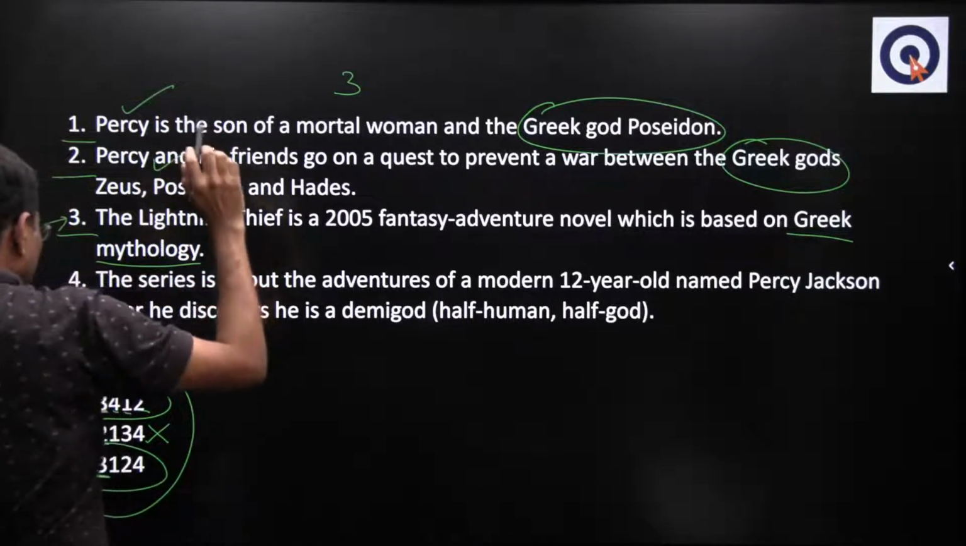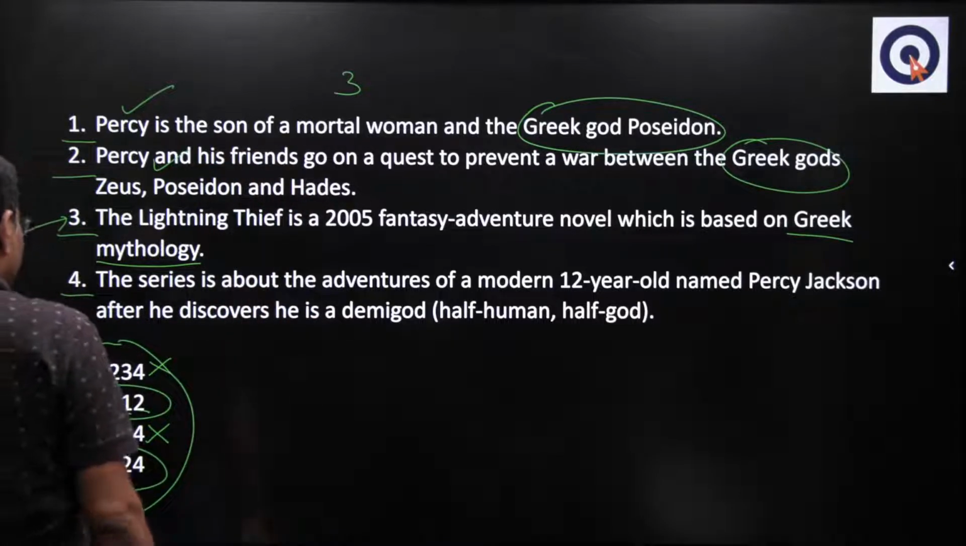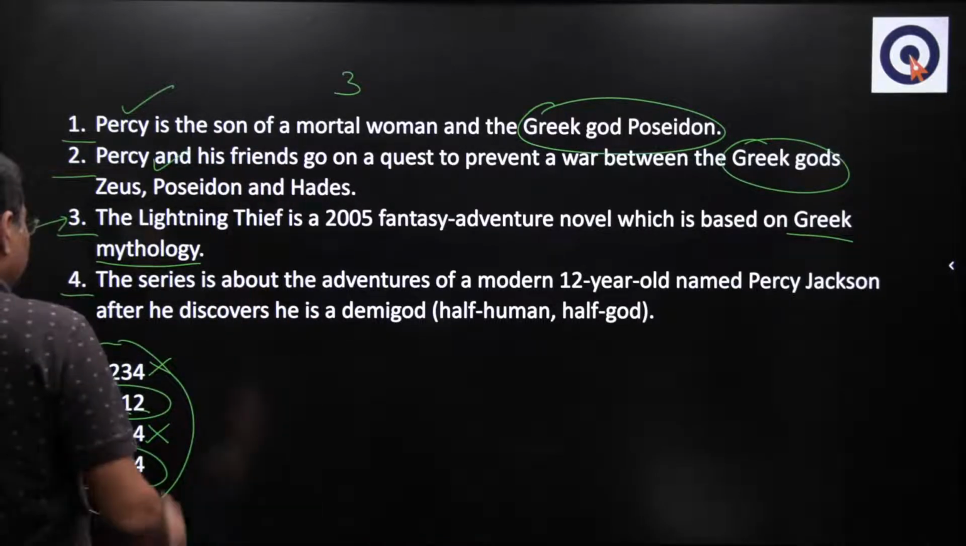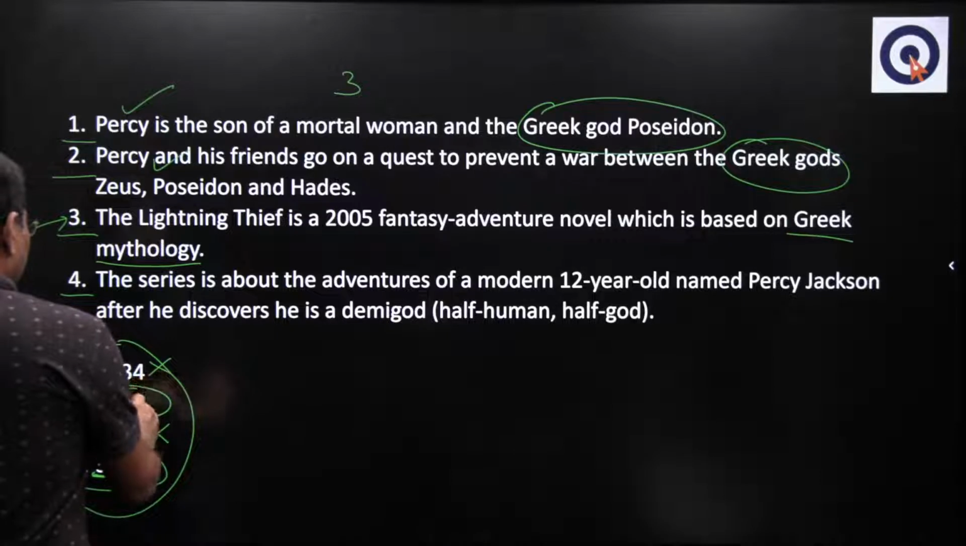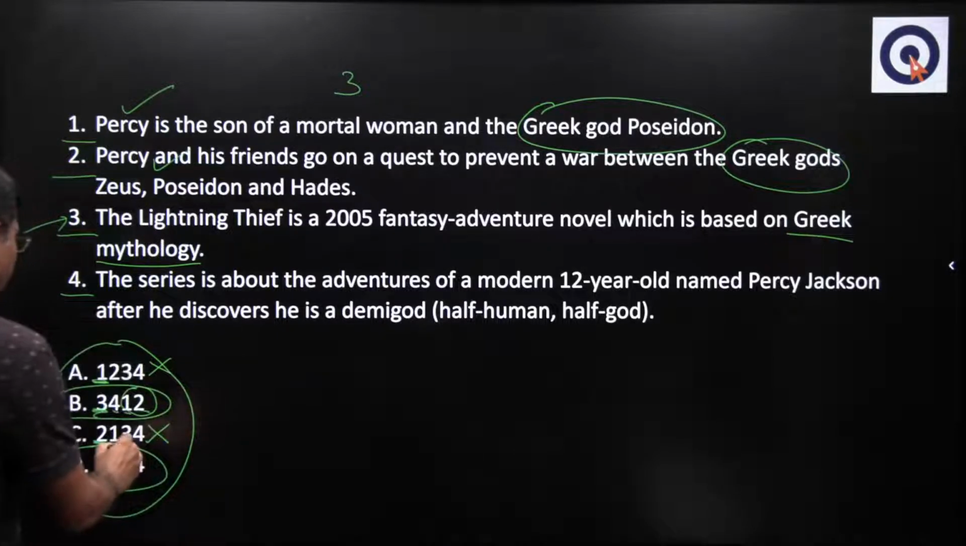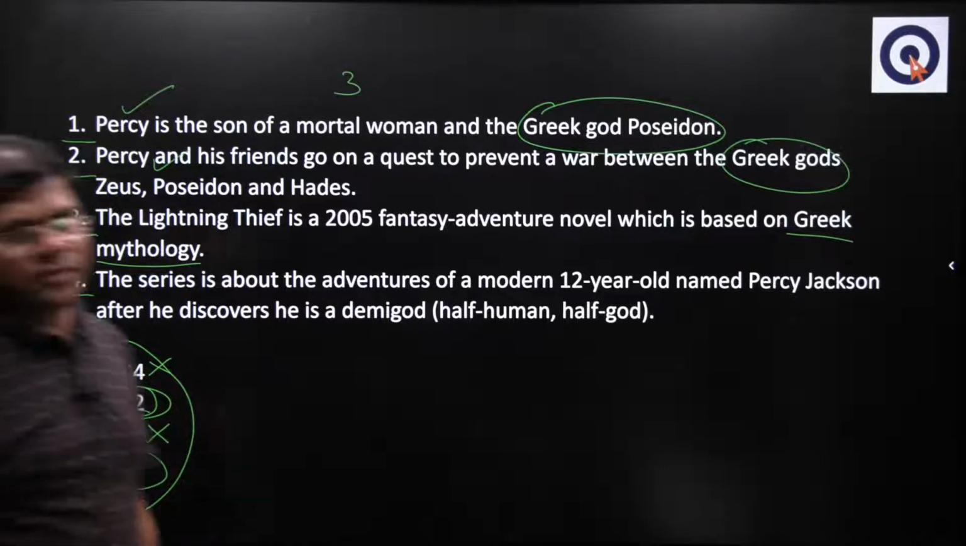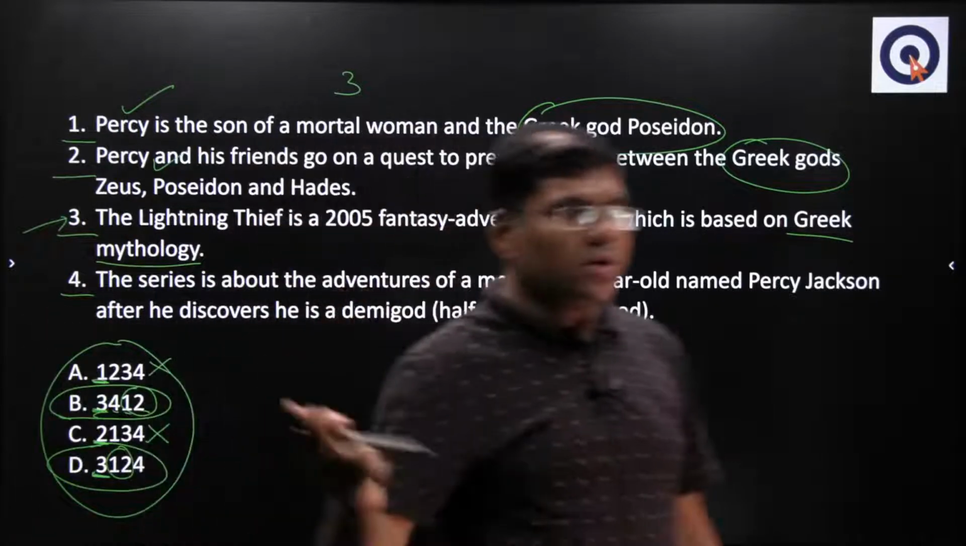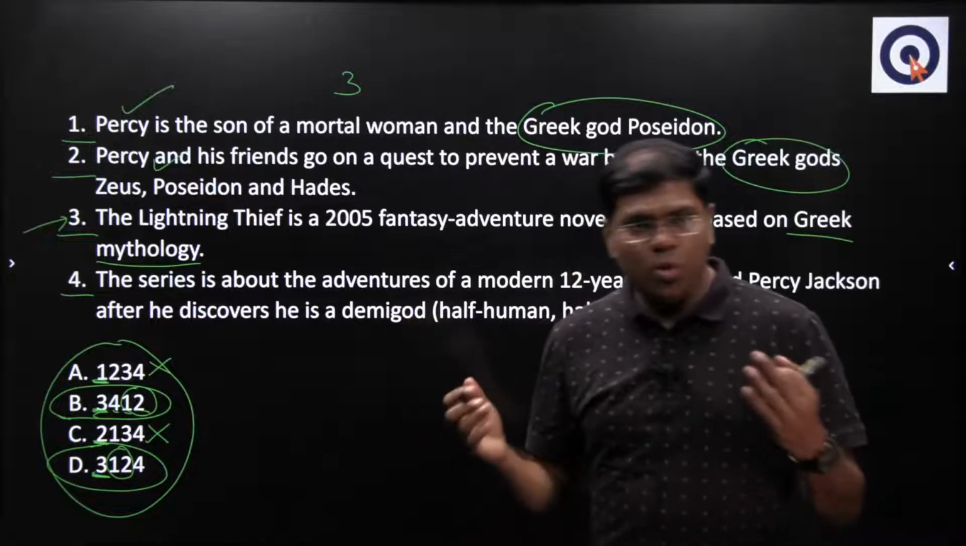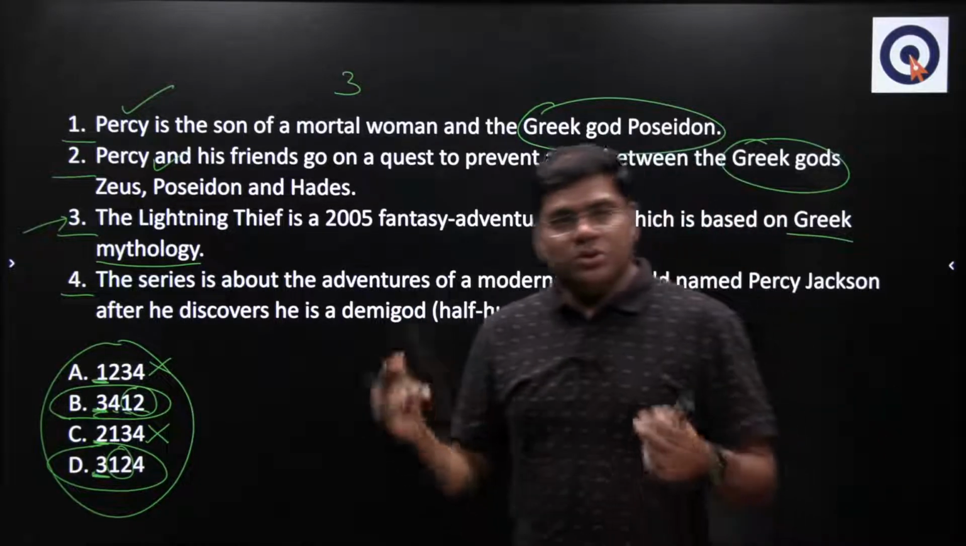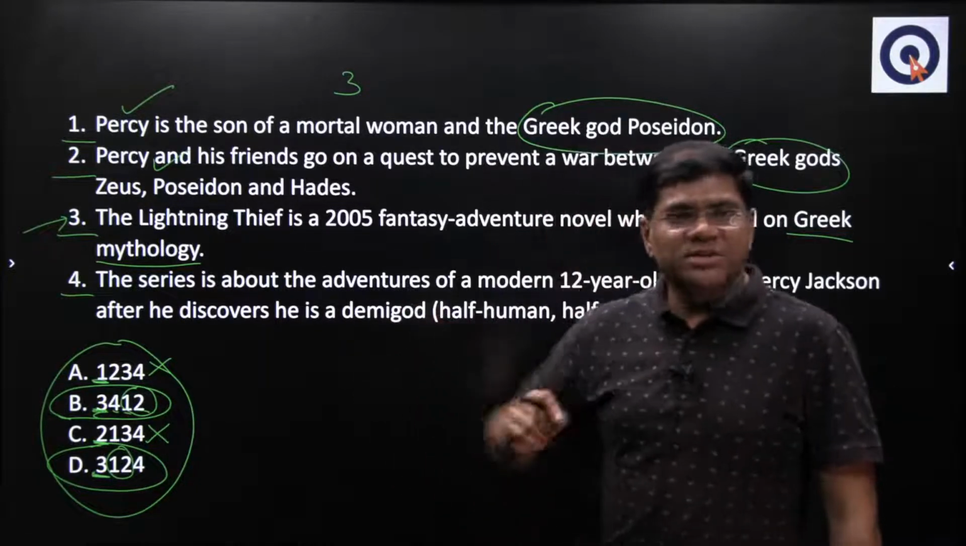So can we say that 1, 2 is a pair? Yes, 1, 2 is indeed a pair, correct? But the point is that if 1, 2 is a pair, then both B and D have 1, 2 as a pair. So the placement of 4 decides the right answer, because 2 options have pairing 1, 2, and the pairing is totally correct. There is nothing wrong in the pairing. So statement 4 decides which is the right answer.